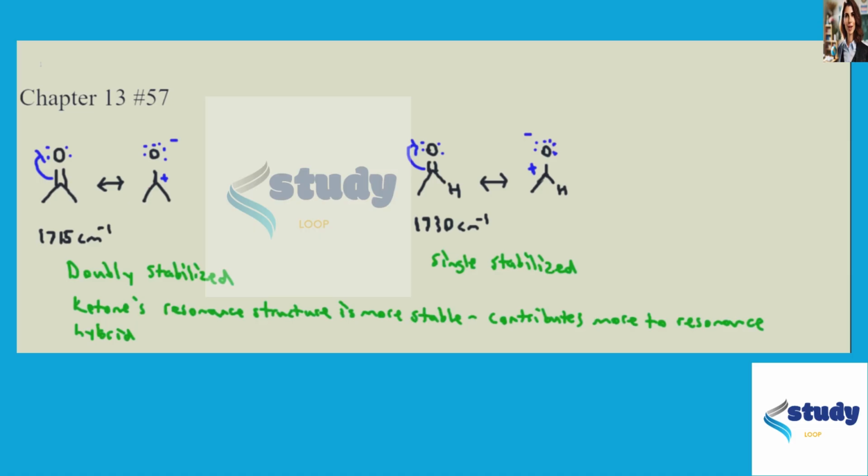This is the answer to Chapter 13, problem number 57 from the Smith Organic Chemistry textbook. In this problem, we are asked, explain why a ketone carbonyl typically absorbs at a lower wave number than an aldehyde carbonyl. So 1715 versus 1730 wave number.